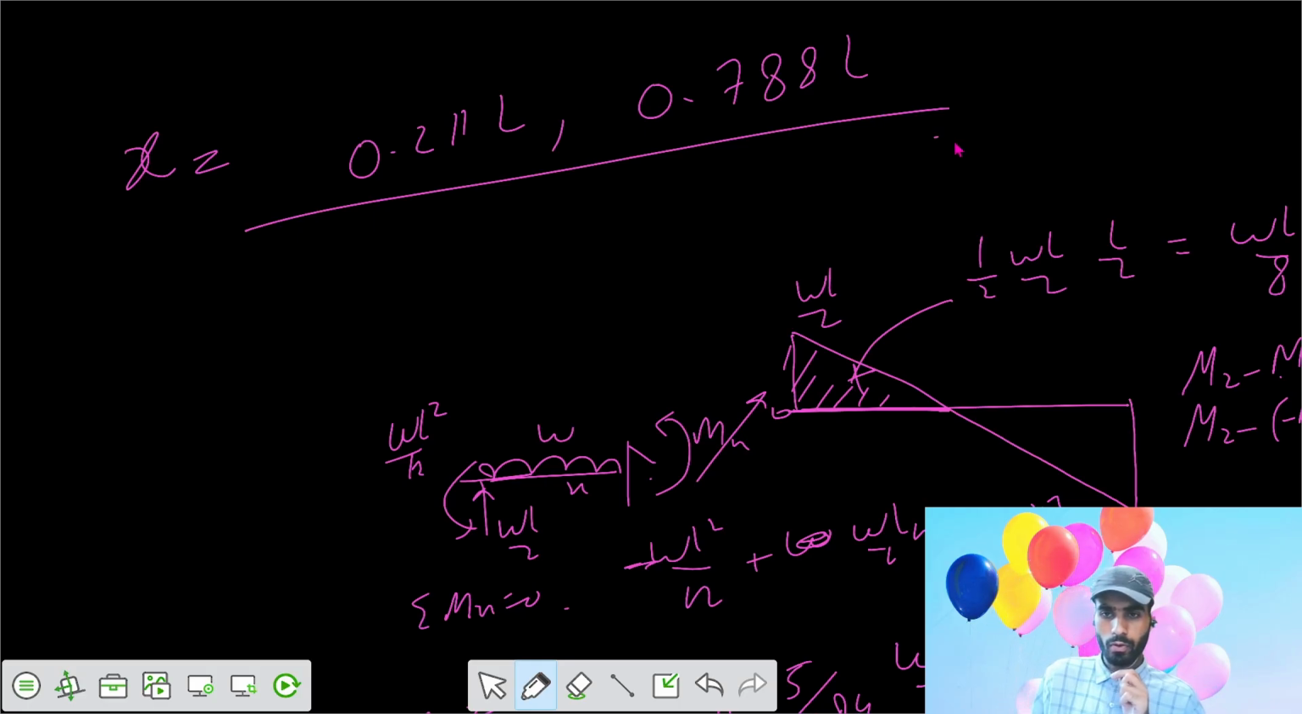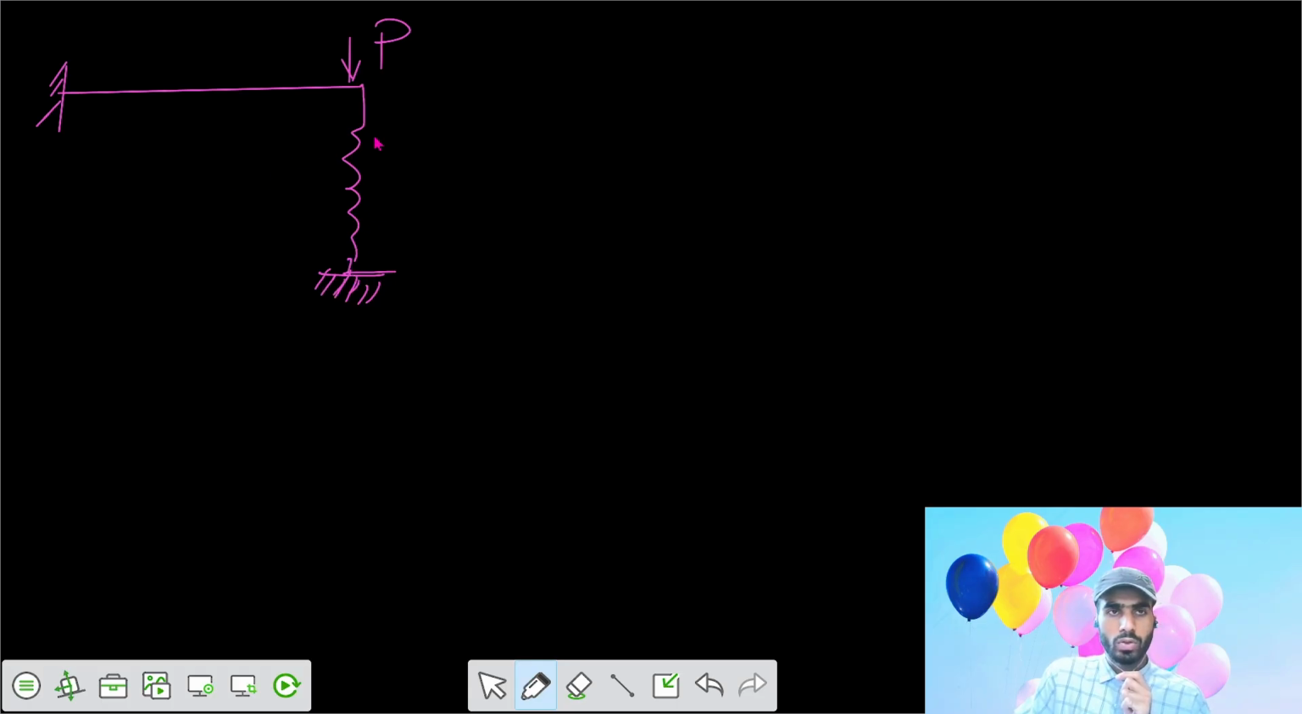Now we have a few more problems on the superposition method. Let's go for them. Let's say this is your beam, a cantilever. You apply a load of P here. There is a spring attached at the downside, but fixed at the bottom. We have to get the value of Fs, the force in the spring. Let's say the spring has stiffness K. We know that F equals K delta.